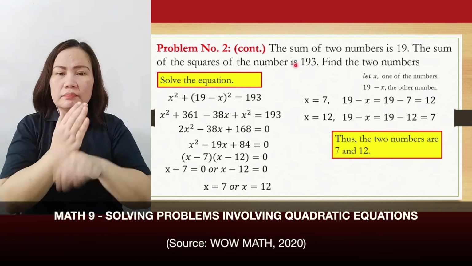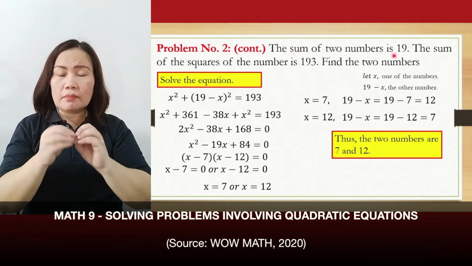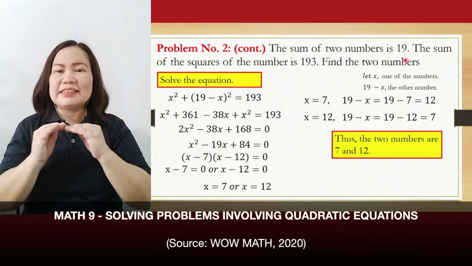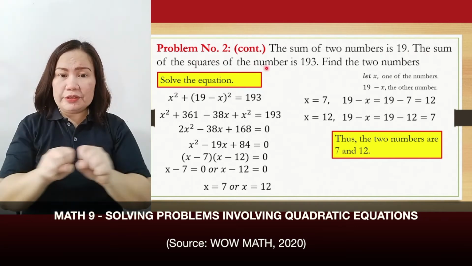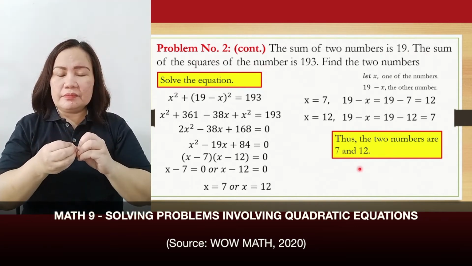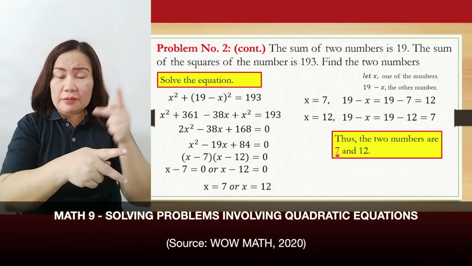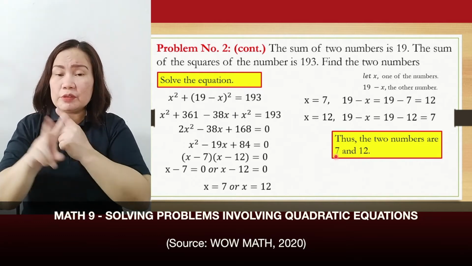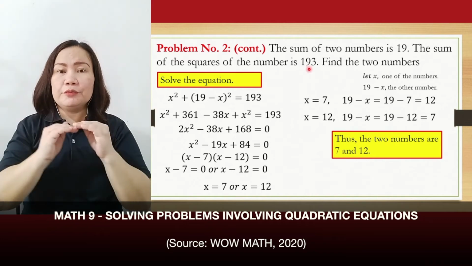Okay, balik tayo dun sa problem. So, ang sabi, the sum of two numbers is 19. So, let us add 7 plus 12, that is 19. And then, the sum of the squares of the numbers. Pag in-add daw natin yung squares ng dalawang number natin, so the square of 7 is 49, the square of 12 is 144, and 49 plus 144, that is 193.